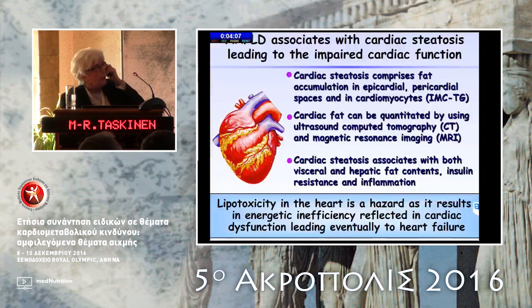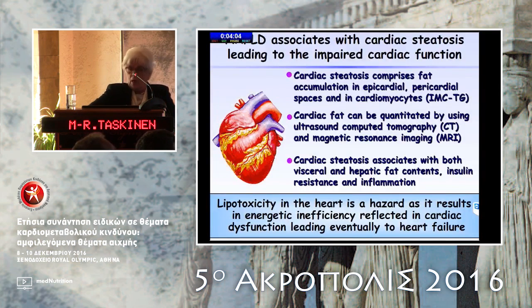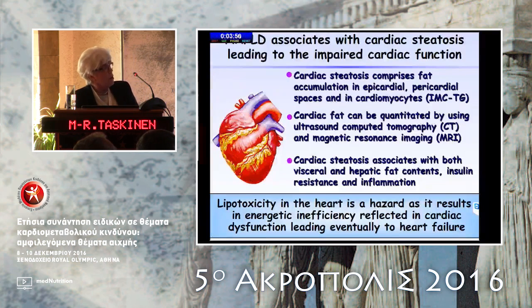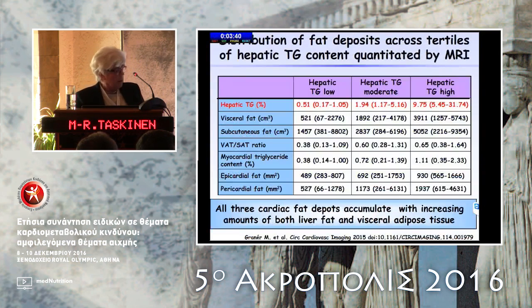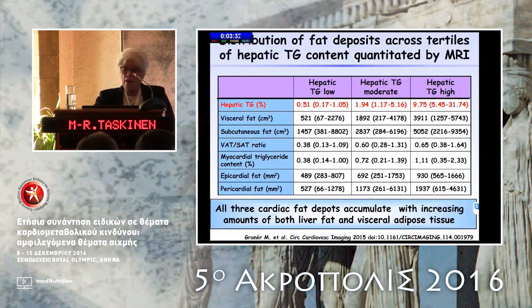So we have looked at this group of people who had abdominal obesity, men, and as said, categorized them in 3 groups who had either low, moderate, or high hepatic fat. And we also measured these different other ectopic fat depots by using either MRI or spectroscopy. And the most important ones are over here: the myocardial triglyceride content, epicardial and pericardial fat. And as shown, there was increased fat in all these 3 components if you had high hepatic fat. So all 3 cardiac fat depots accumulate with increasing amounts of liver fat and visceral adiposity.